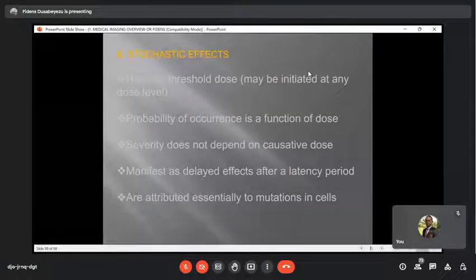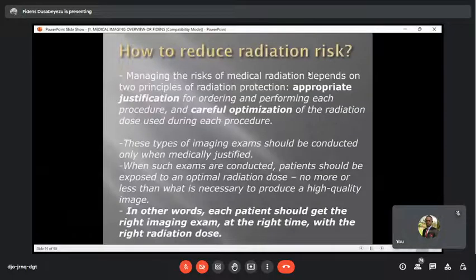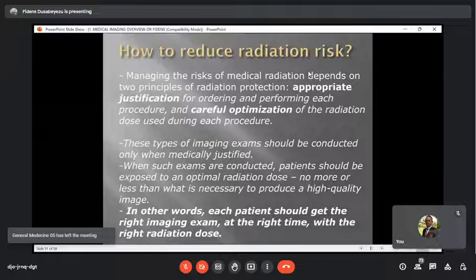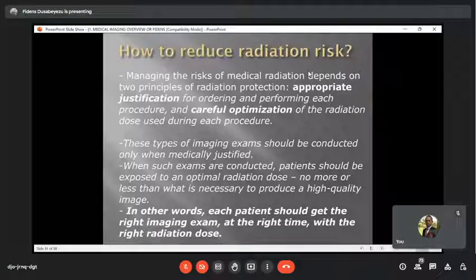I go to this one. How to reduce radiation risk is where we have reached. What can you do? How can you protect yourself from medical radiation exposure? You have to know this.